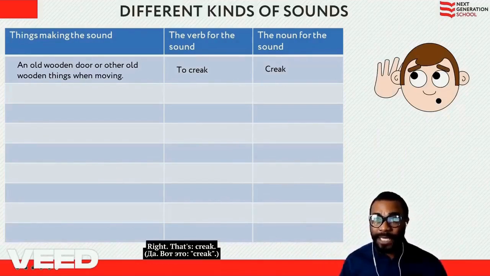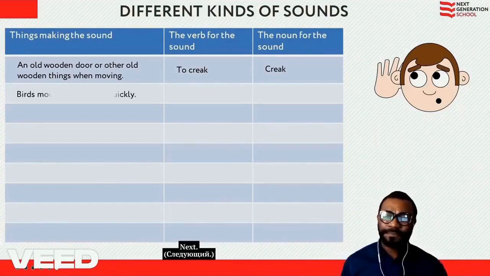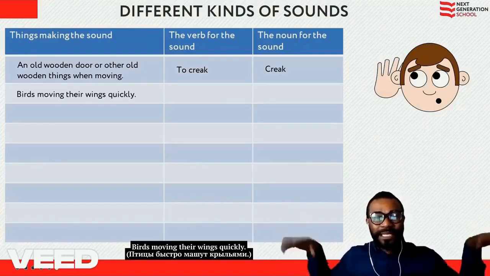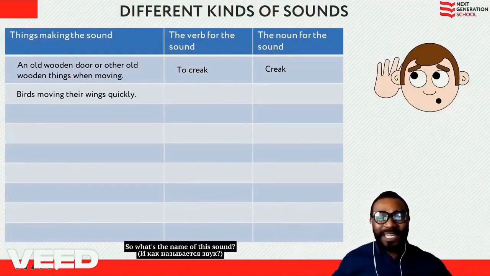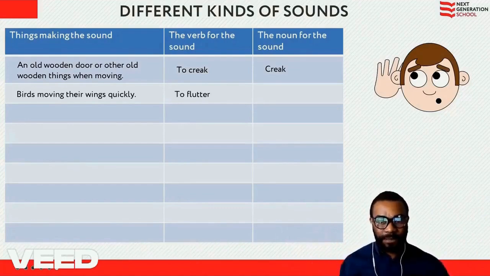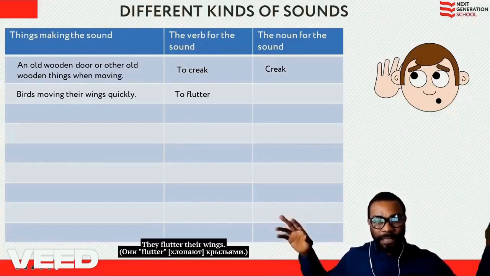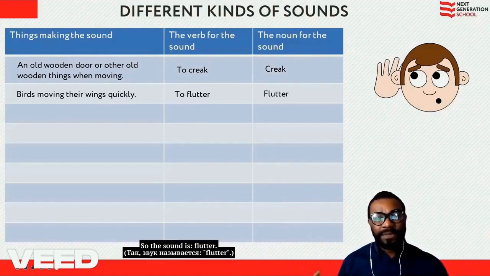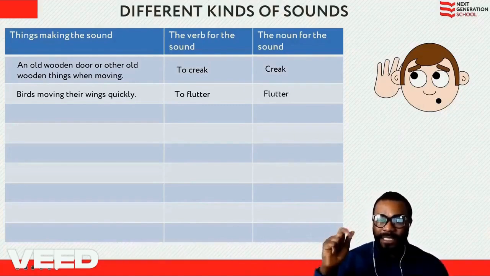Right, that's creak. Next, birds moving their wings quickly. So what's the name of this sound? So the verb is to flutter. They flutter their wings. And of course the noun is just flutter. So the sound is flutter. Let's listen.